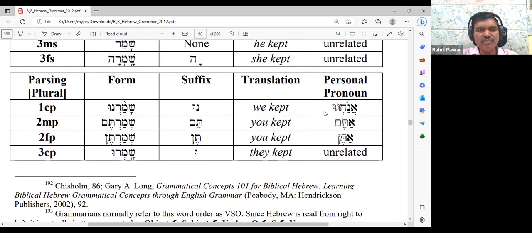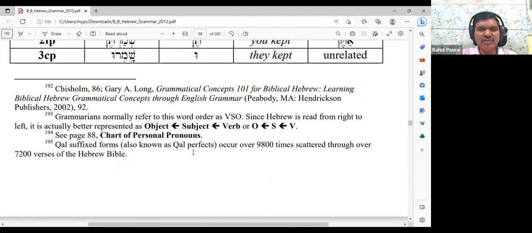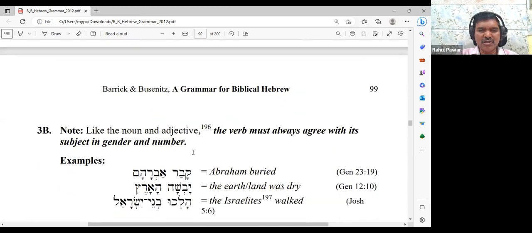For the personal pronoun plural, anachnu. So this nu ending you will find: shamarnu. Atem, this tem ending you will find for second person masculine plural. And aten, ten ending you will find for second person feminine plural. And third person common plural is unrelated. You will find shameru, that is u ending. And in Hebrew, you will always find the verb first, then subject and object. This kind of order.